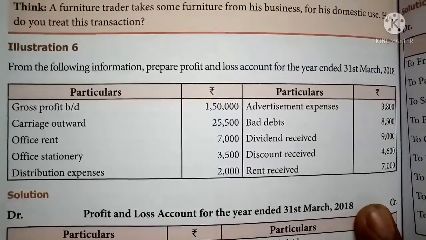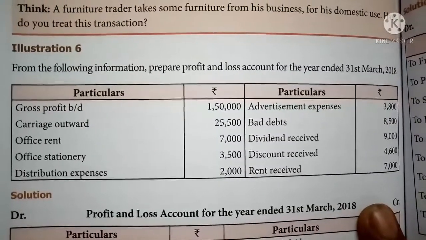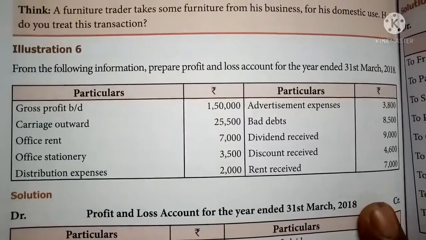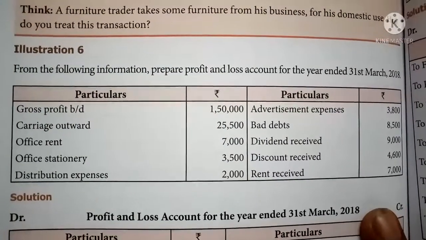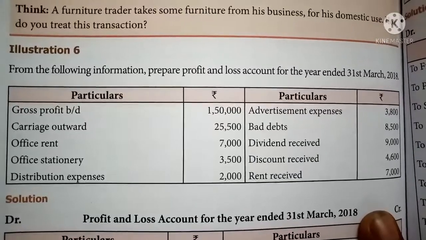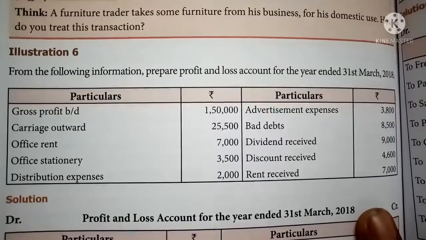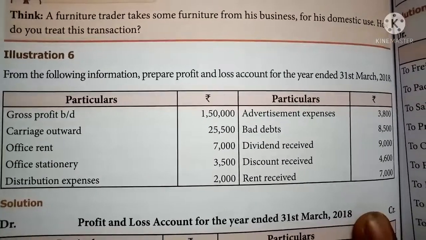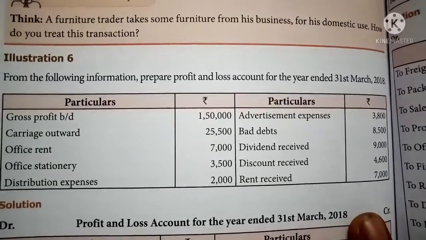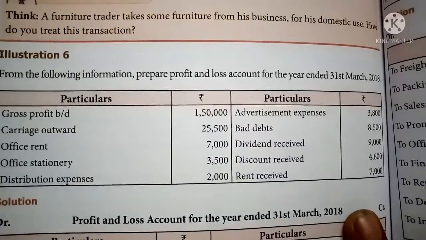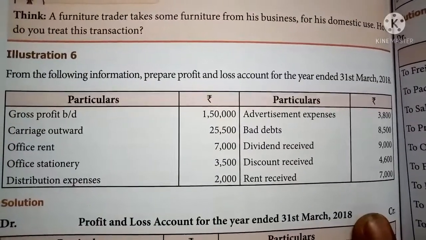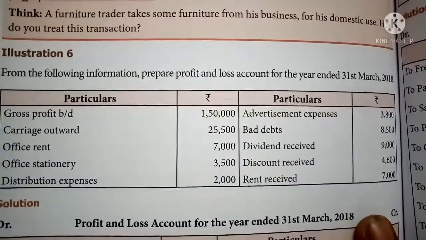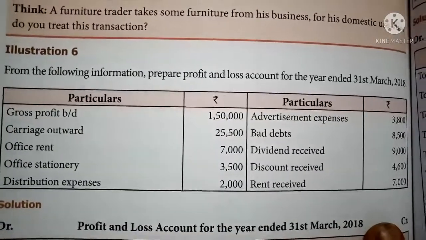In this sum, they have given gross profit 1,50,000, carriage outward 25,500, office rent 7,000, office stationery 3,500, distribution expenses 2,000, advertisement expenses 3,800, bad debts 8,500, dividend received 9,000, discount received 4,600, and rent received 7,000.